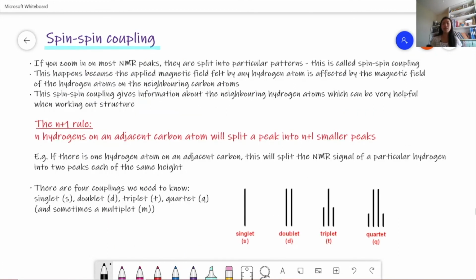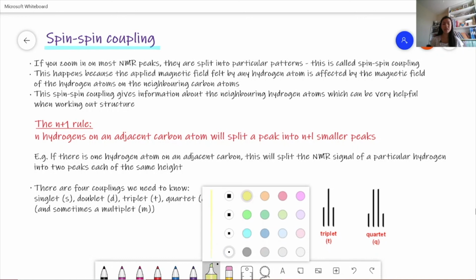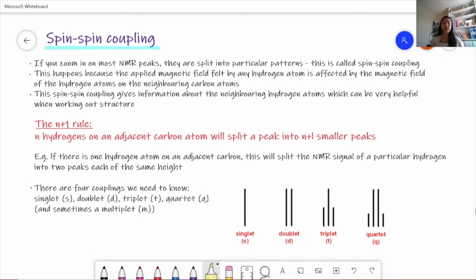And now we're going to talk about spin-spin coupling. So this only happens with proton NMR as well. If you zoom in on most NMR peaks, they are split into particular patterns, and this is called spin-spin coupling. This happens because the applied magnetic field felt by any hydrogen atom is affected by the magnetic field of the hydrogen atoms on the neighbouring carbon atoms. Spin-spin coupling gives information about the neighbouring hydrogen atoms of one hydrogen atom, and so this can be really helpful when working out the structure.